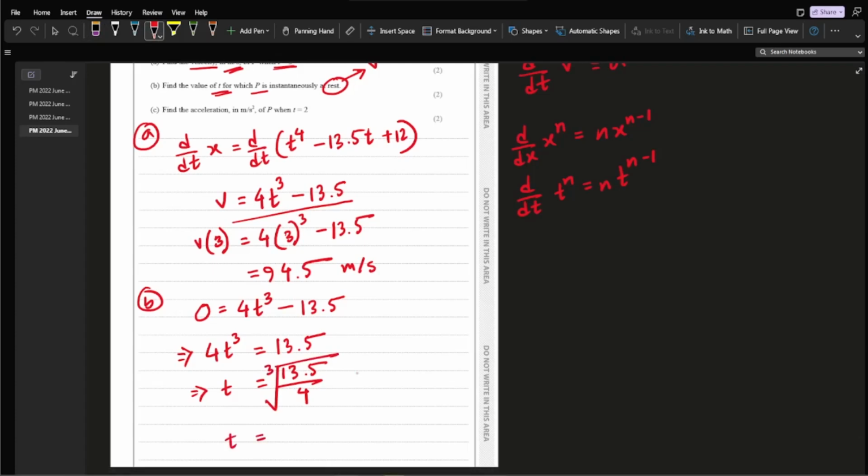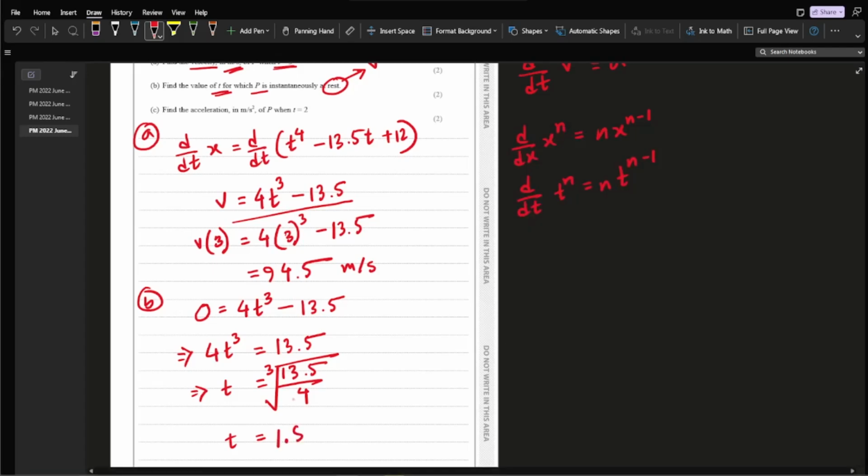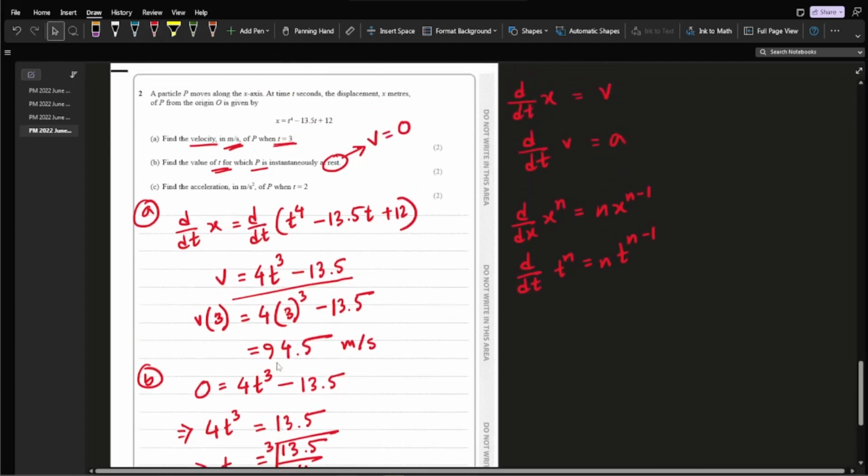Now the value of t is equal to the cube root of 13.5 divided by 4, 1.5. So that means at t equals 1.5 seconds, the object P will come to a rest.